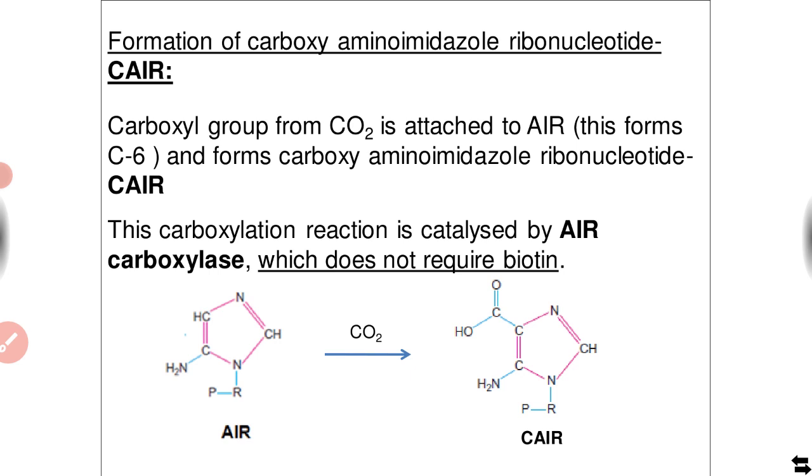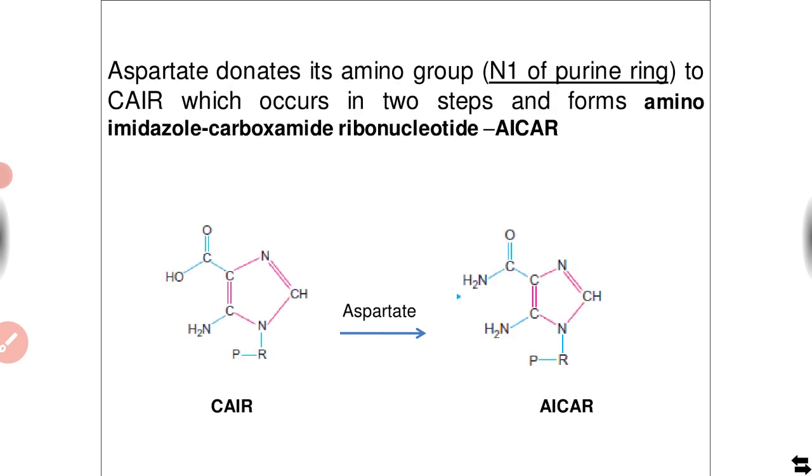Okay. So next step is the synthesis of N1 of the purine ring. It is from the amino acid aspartate. So the amino nitrogen of aspartate is added to carboxy amino imidazole ribonucleotide to form amino imidazole carboxamide ribonucleotide.